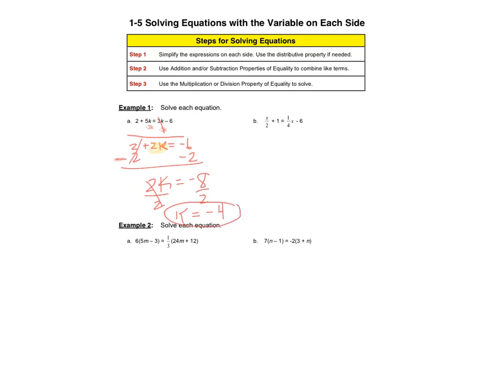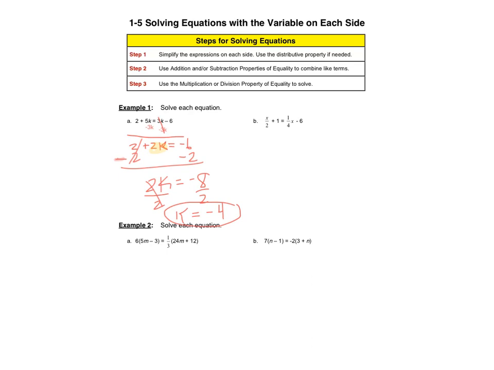And we could still check our work, plug that negative 4 into the k spots in the original equation, and both sides will equal each other. In example 1b, I can't do anything from step 1 again, simplify the expression on each side, but I can get the variables to the same side. That's step 1.5 I said, kind of in between 1 and 2, which is really step 2, is to get the variables to the same side.